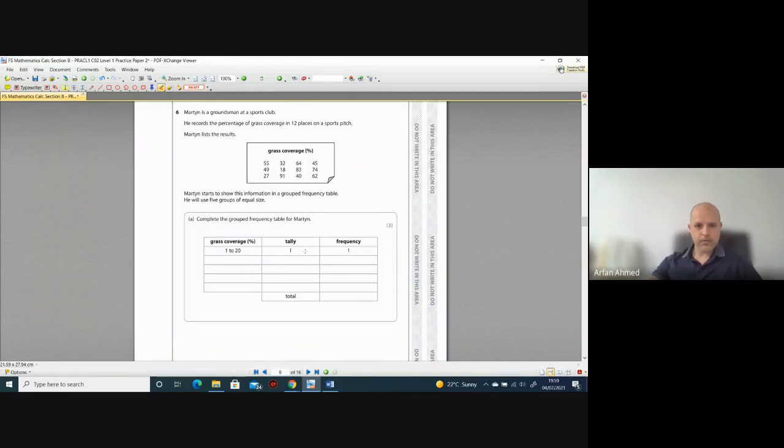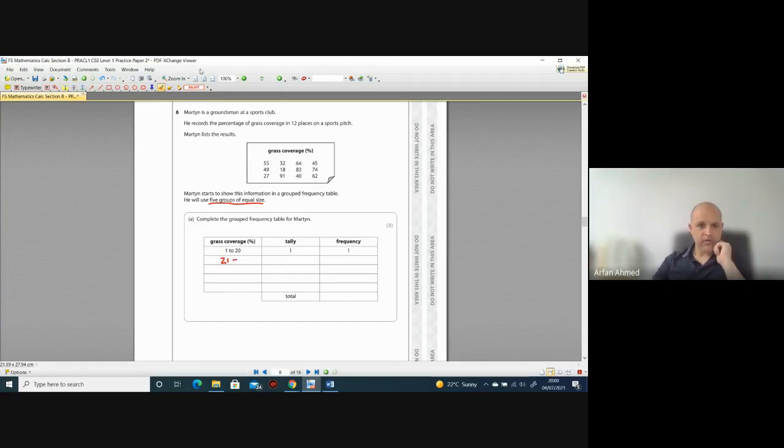So let's have a look. They've done one for us, 1 to 20. They've put a tally mark in there and written the frequency. So we need to complete the rest. It has to have 5 equal groups. Looking at the numbers, it goes up to 91. That's the biggest one. So that's going from 1 to 20, which is 20 numbers. So the next one must start with 21.